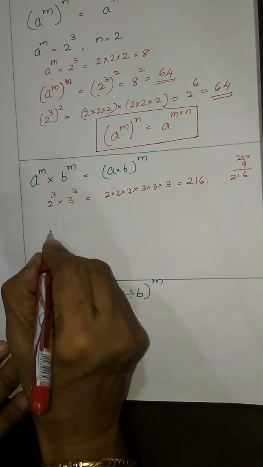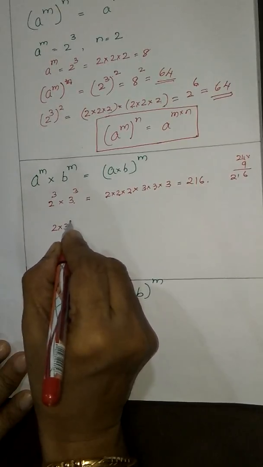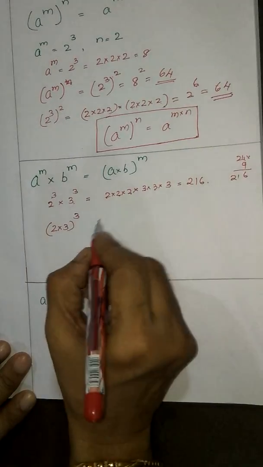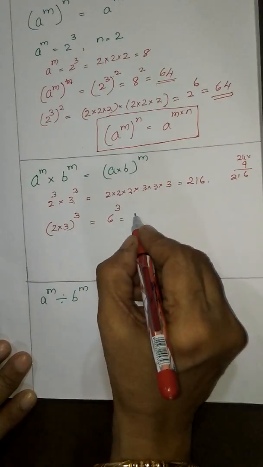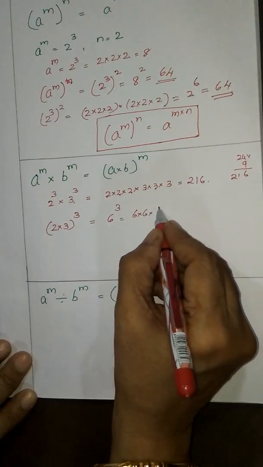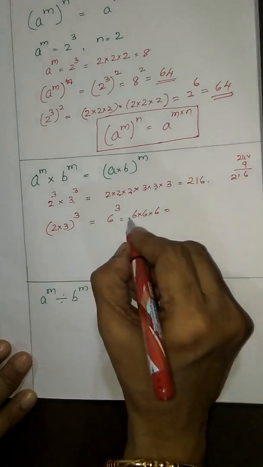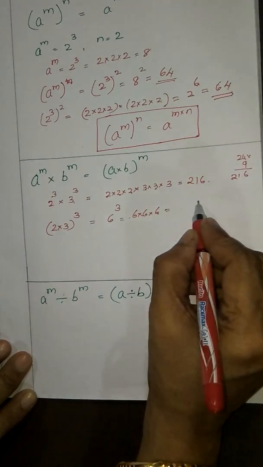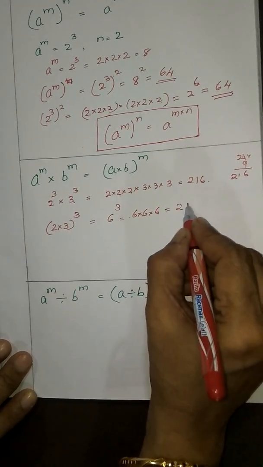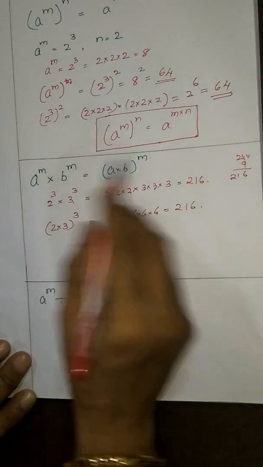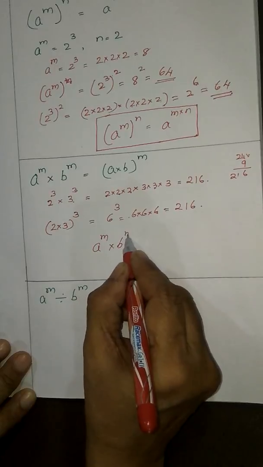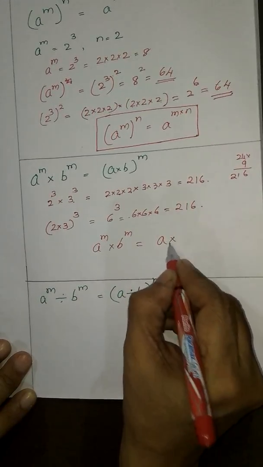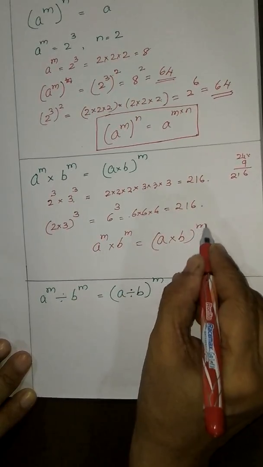Now I will do a into b, the whole to the power of m. So a into b is 2 into 3, the whole to the power of 3. So I can write this as 6 cube. So 6 cube is 6 into 6 into 6. So 36 into 6 is 216. So we got this as a to the power of m into b to the power of m is equal to a into b, the whole to the power of m.